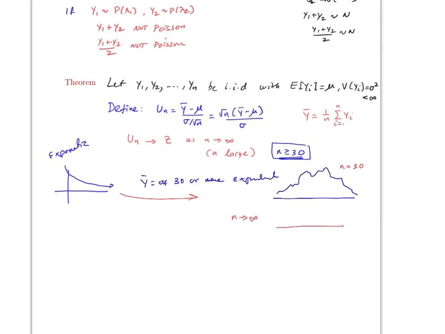So as n goes to infinity, this will become normal. And that's why the central limit theorem is such a big deal.